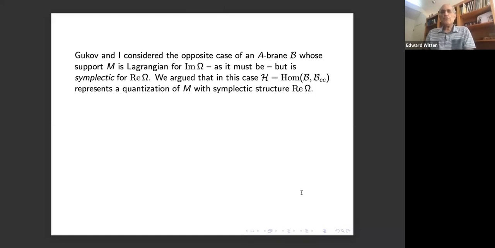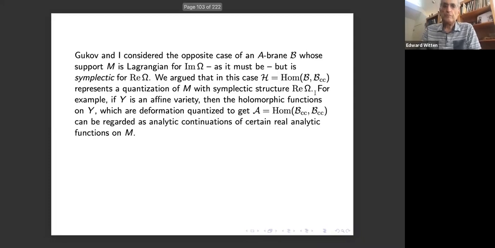We argued that in this case, H, which is Hom from B to BCC, represents a quantization of M with symplectic structure real omega. In other words, for any B, we'd get a module for Hom of BCC to itself. But for this kind of B, we claim that module is associated to quantization.